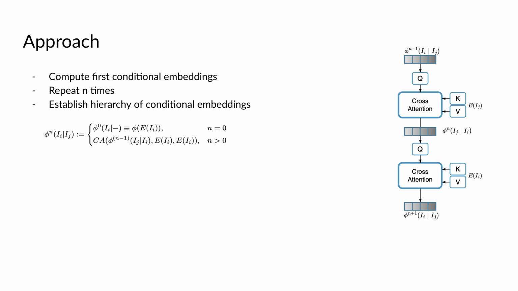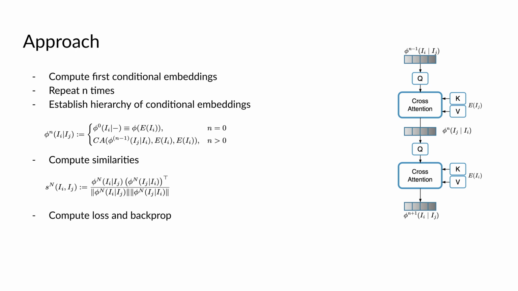Now, we can repeat this process multiple times to increase our chances of extracting good features. In this way, we obtain a hierarchy of conditional embeddings. Finally, we use the final conditional embedding to compute conditional similarities. These similarities are then fed into the neural network and used to compute the loss and train the model. We noticed that in practice, using the initial embedding phi0 is sufficient to achieve high retrieval scores. This indicates that our approach primarily improves the training signal and facilitates the learning of better features.